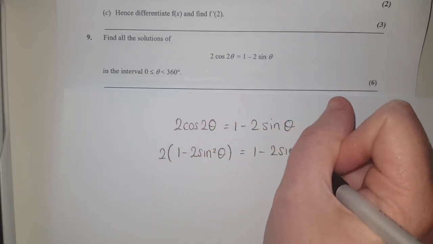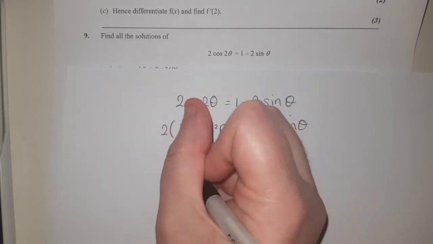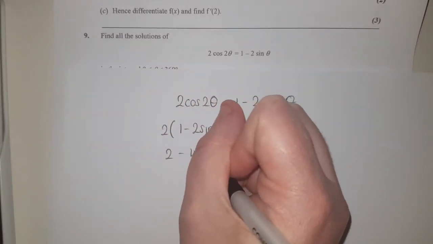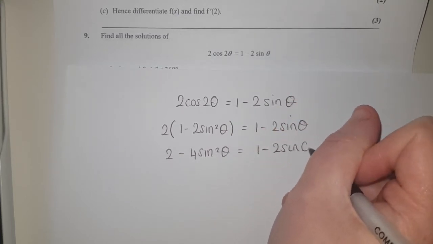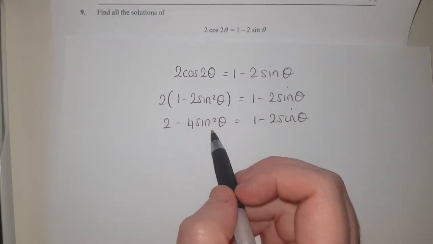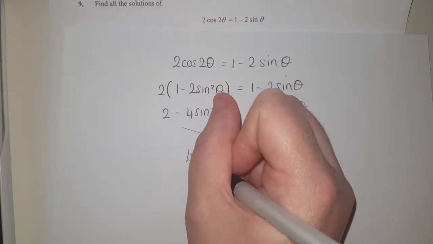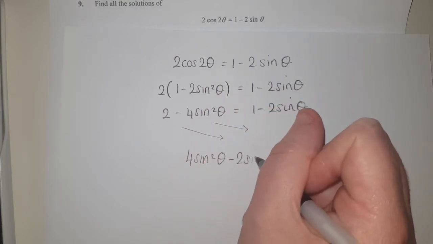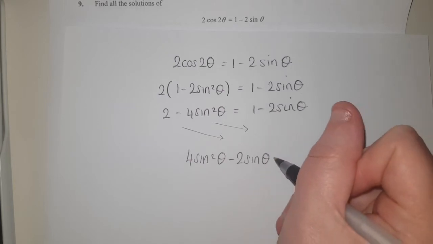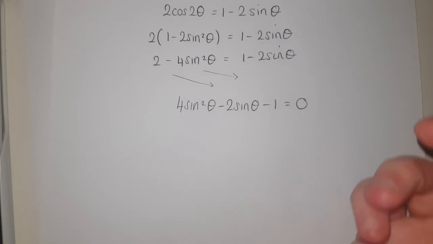And I've still got this side as it is. That way you can see by expanding this, I'm going to end up with a quadratic in terms of sine that I can solve. So expanding this side gives me that one. Because I want my sine squared term to be positive, I'm going to move everything from this side onto this side. So I'd get a positive 4 sine squared theta. I've still got minus 2 sine theta. And if I subtract 2, I've got minus 1 equals 0. So I've ended up with a quadratic equal to 0.